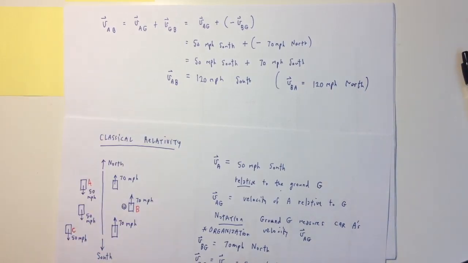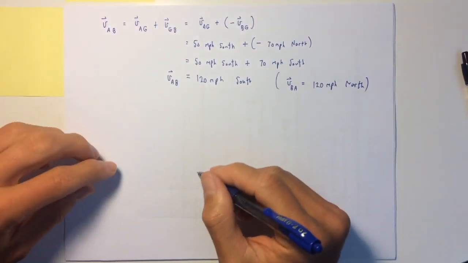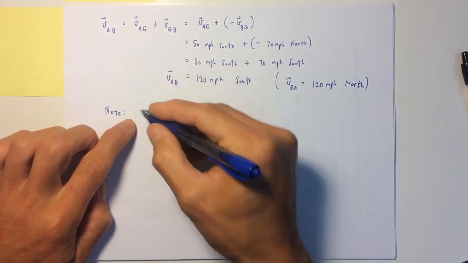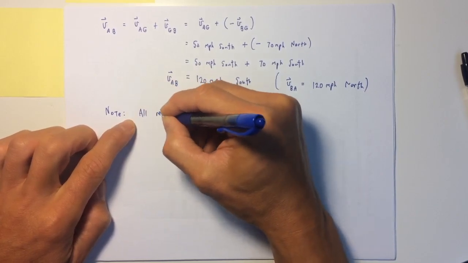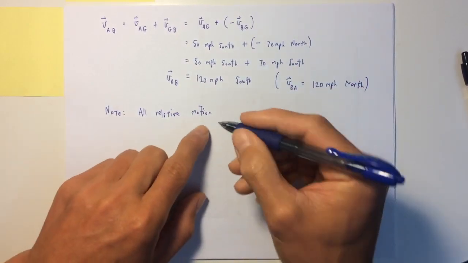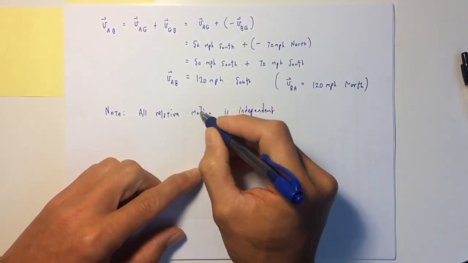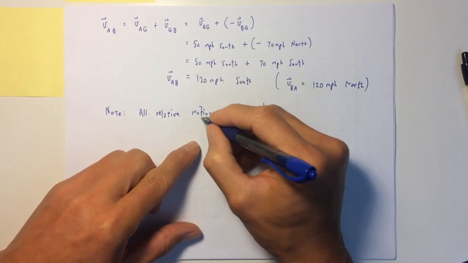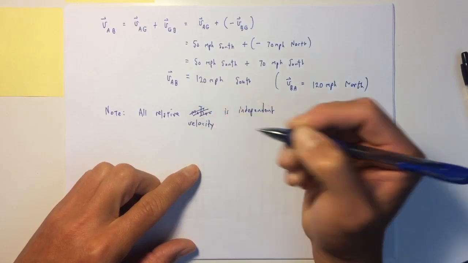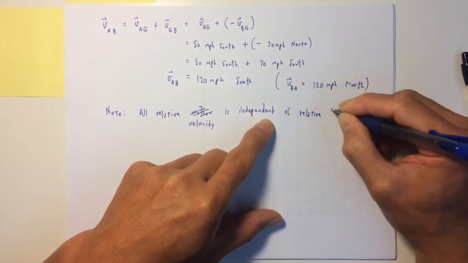Okay, so let me point out something that's pretty important. This is a big note, that all of the above, all relative motion, right, is independent. Or actually, let me be careful because not everybody uses the word motion the same way. So all relative velocity is independent of relative location.